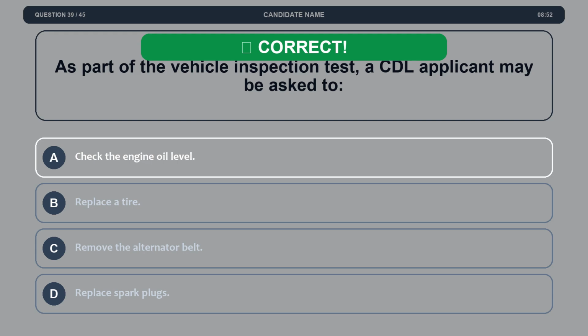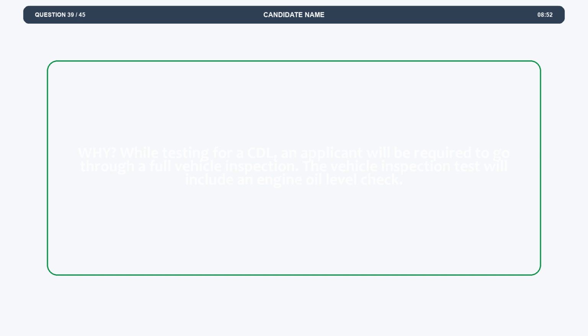The correct answer is option A. Check the engine oil level. Explanation. While testing for a CDL, an applicant will be required to go through a full vehicle inspection. The vehicle inspection test will include an engine oil level check.